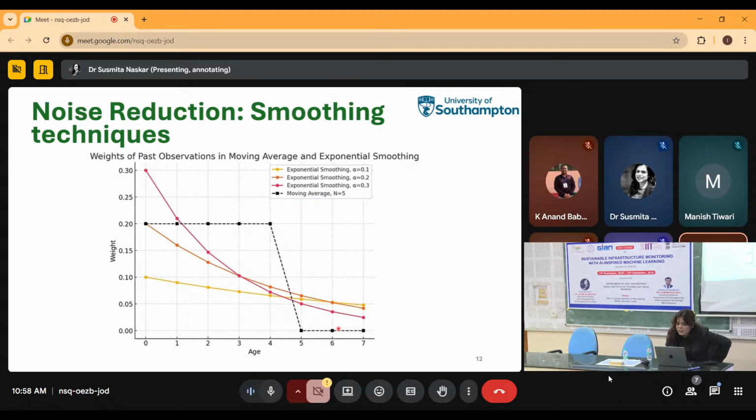The colored lines, like the yellow, red and orange ones, are exponential smoothing with different alpha values, okay? So with the moving average, you get a hard, fixed window, a window with equal emphasis. We use exponential smoothing when you want to weight the data differently.